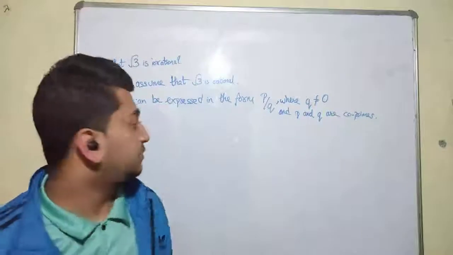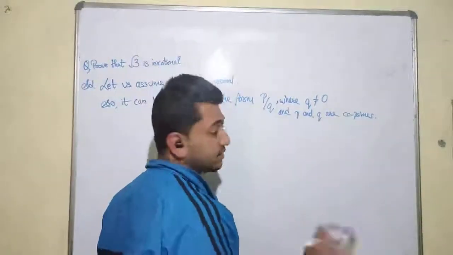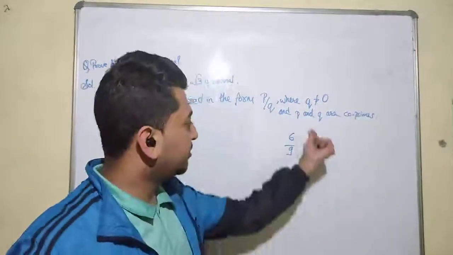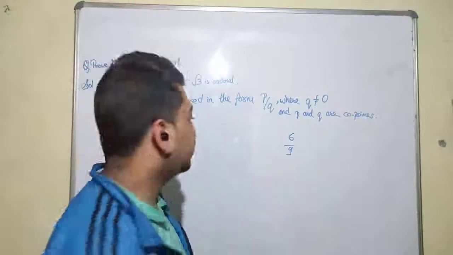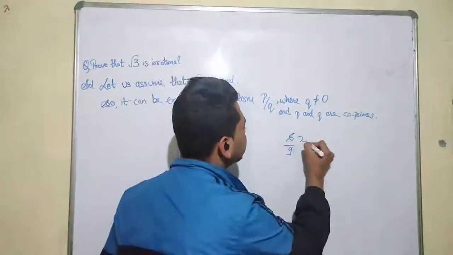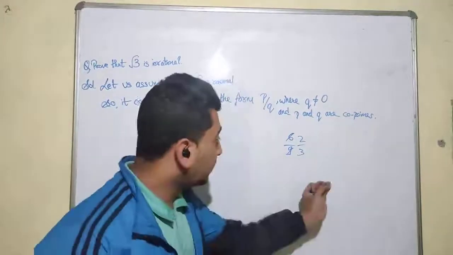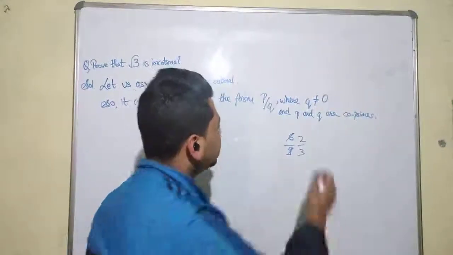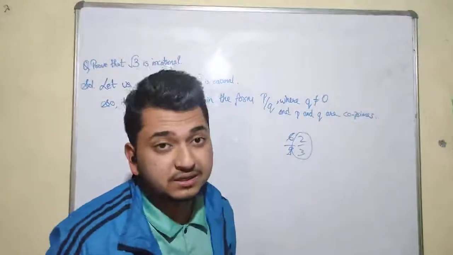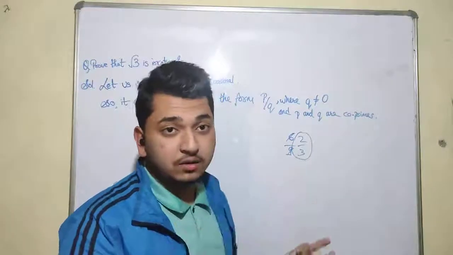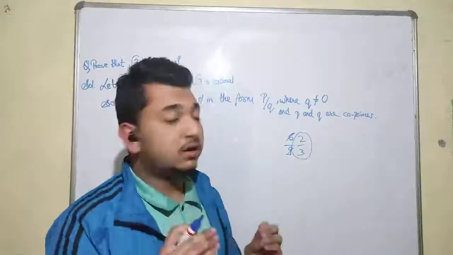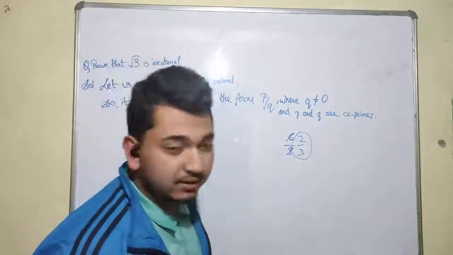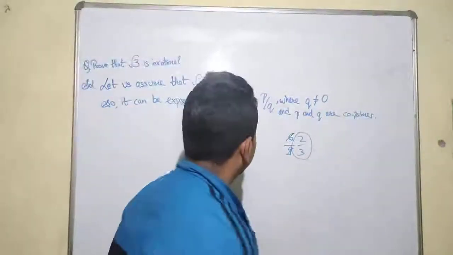So what is co-prime first? Co-primes are numbers like this. You have 6 and 9, numerator and denominator. It's a rational number, but it can be cut by 3. 3 twos are 6, 3 threes are 9. So 2 by 3 can't be cut again. So this is our co-prime. Co-primes are the numbers which cannot be cut any further. I hope you have understood what co-primes are.